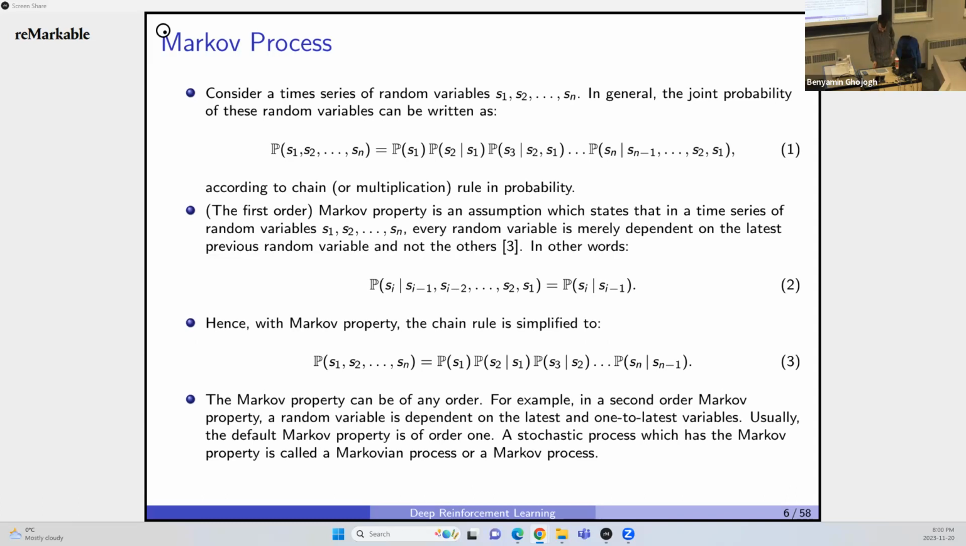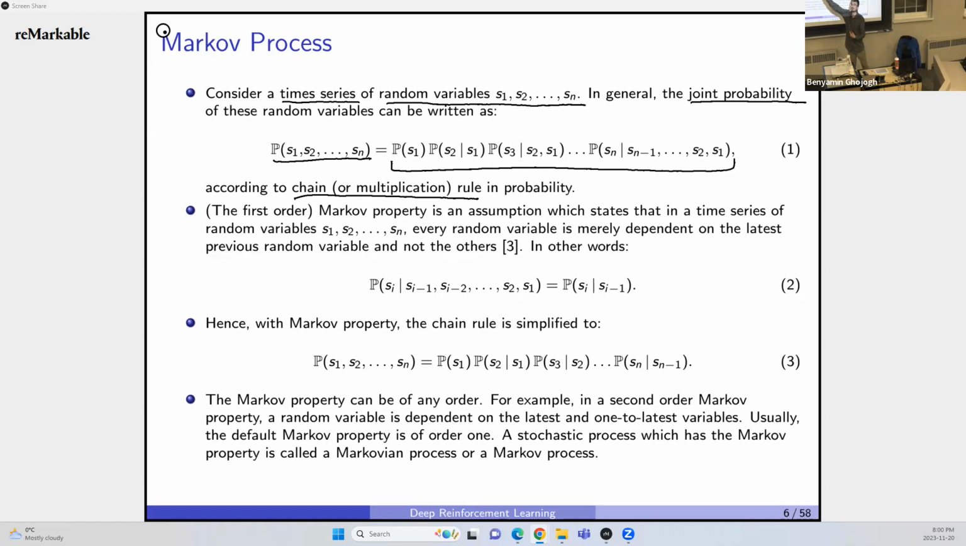So consider a time series of random variables S1 to Sn. So S1 comes, then S2 comes, so it's a time series, right? Well, the joint probability of these random variables is this, right? What is this? This is the chain rule in probability, also called the multiplication rule in probability. So probability of S1, it makes sense. Then given S1, what is the probability of S2? Then given S1 and S2, what is the probability of S3? And so on.